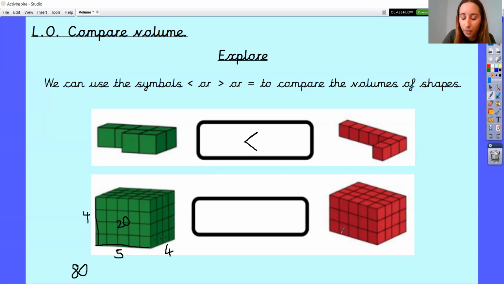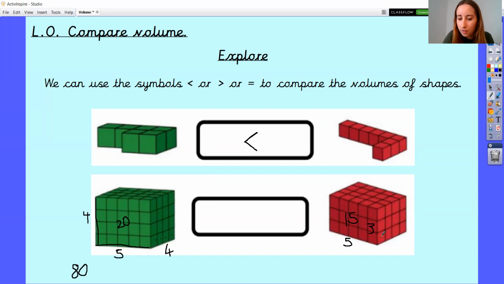I don't know for sure, but that's what I'm assuming just for this maths example. So I'm going to look at this layer of cubes here. So I've got 1, 2, 3, 4, 5. So it's 5 along and 3 rows of that. So I've got 5 times 3, which means this layer here is 15.